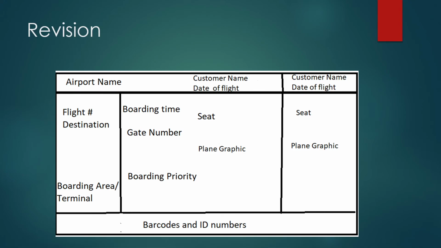You may have realized I haven't mentioned the top and the bottom. That's because these aren't particularly important to the user. This is more for the administration. The barcodes on the bottom are for the flight attendants, who need to scan that. Not very important for the user. And on the top, the airport name has to be there, but it's not very important. Customer name, you know your own name. You know what date you're flying. You're there. So in conclusion, this is how I would change it.